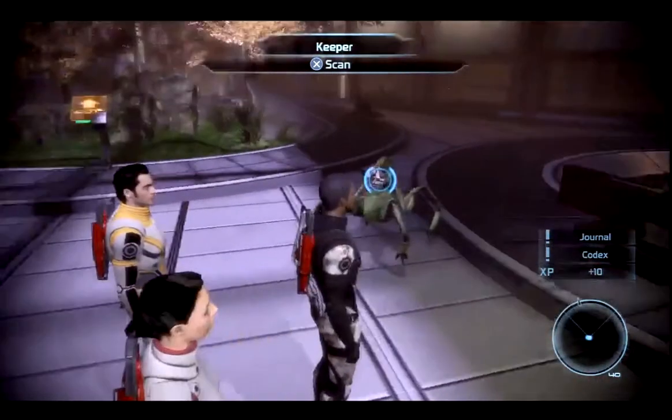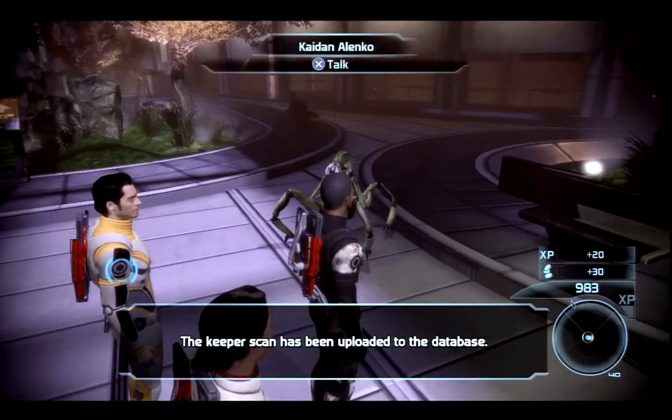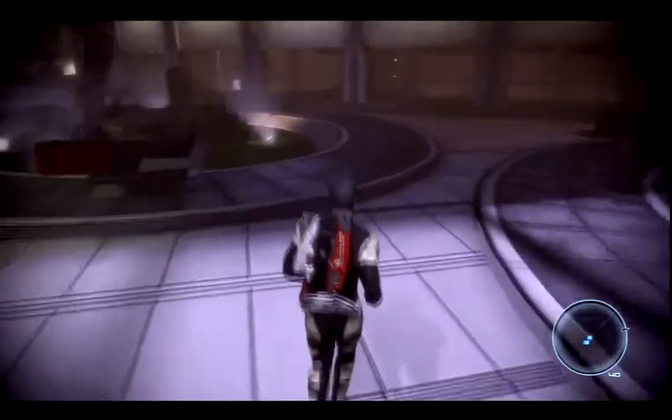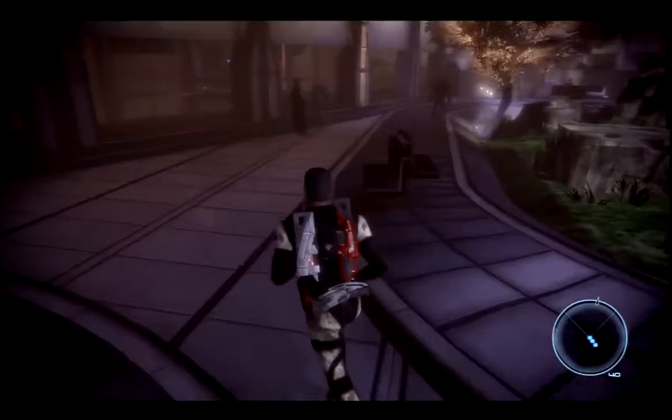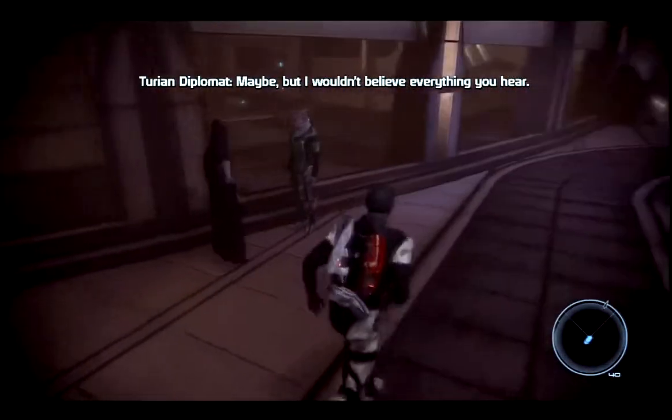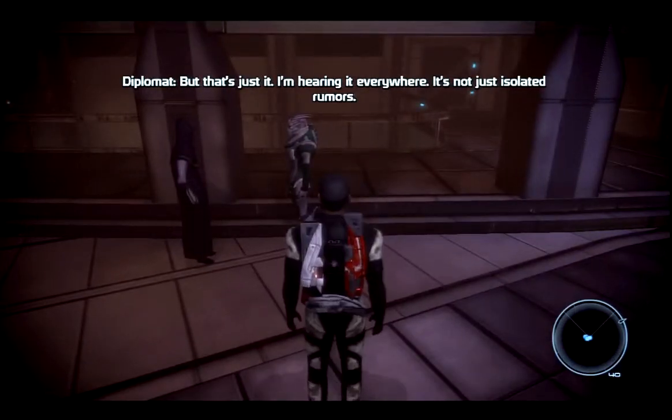So now we can scan all the Keepers. And we get money and experience for each one we do. There's a lot of Keepers around, and I'll show that off later.